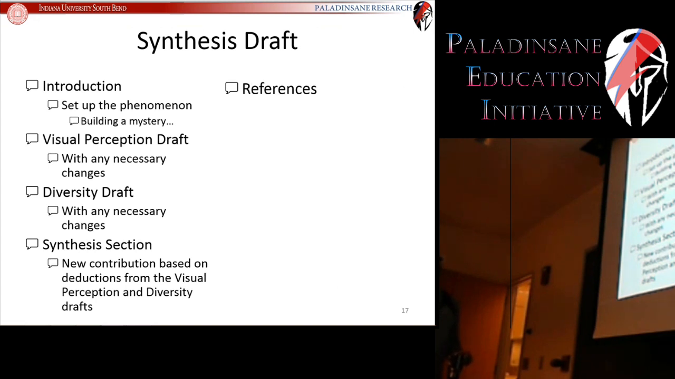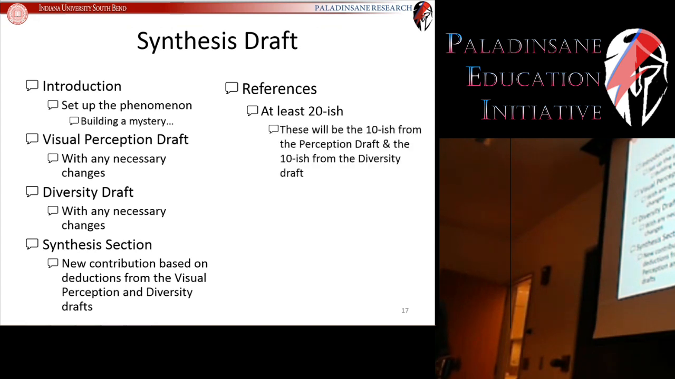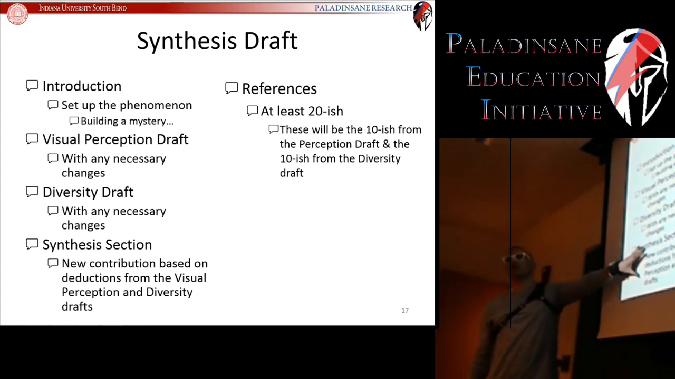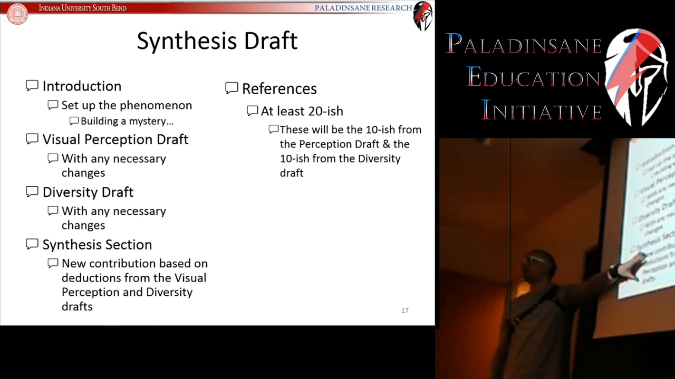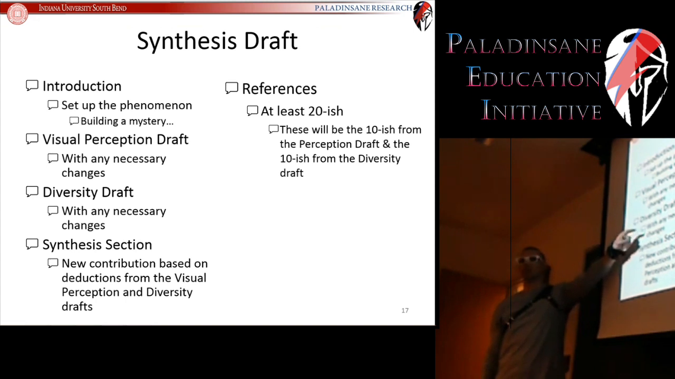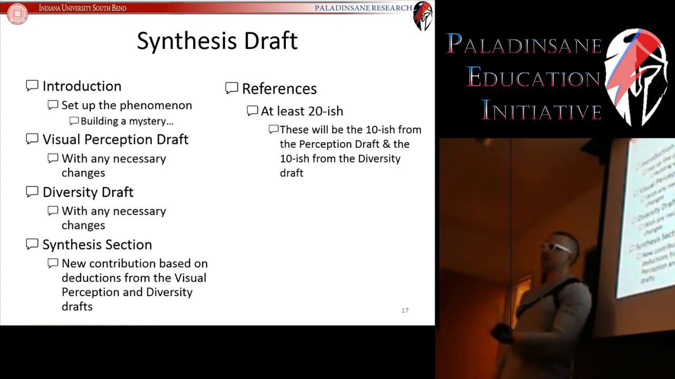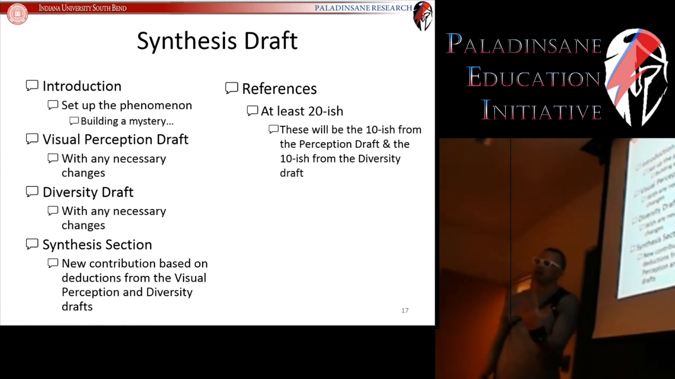All right, and in terms of references, the total is going to be at least 20-ish, and that includes the 10-ish from your perception draft and the 10-ish from your diversity draft. Do not be surprised if in your synthesis section you don't have any new references. Because again, this is mostly going to be your work. This is mostly going to be you saying, if these theories that I told you about here are true, and the characteristics that I told you about here are true, then this is what we can expect, and it's novel. If nobody else has ever said that, that's your new contribution.